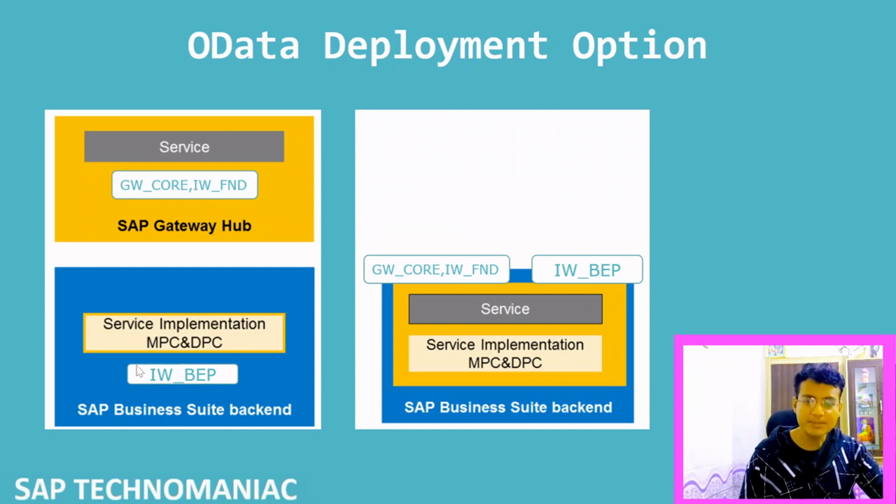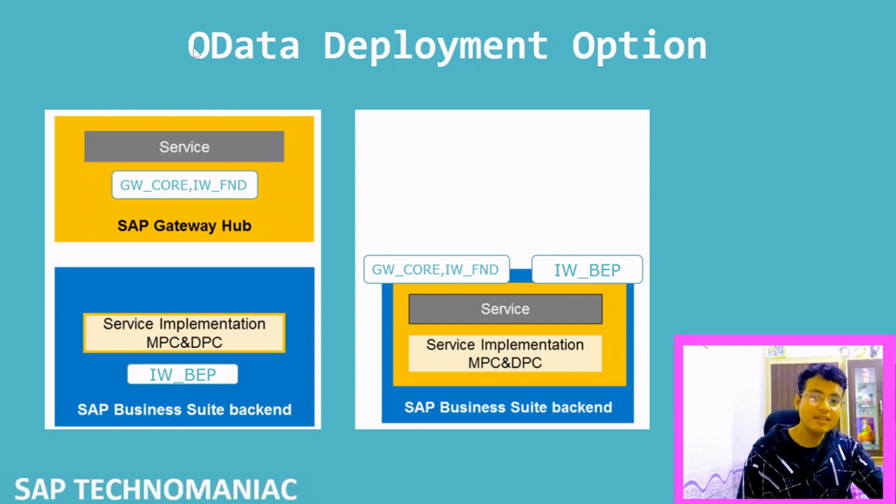Suppose the component IW_BEP is installed in SAP Business Suite, your backend system. Your backend system can be any system like ECC, CRM, SRM, BW, whatever systems you have in your SAP Business Suite. In those systems, if you have this IW_BEP component, then you can create your service implementation. That means the SEGW T-code will be available, and you can create your OData service there.